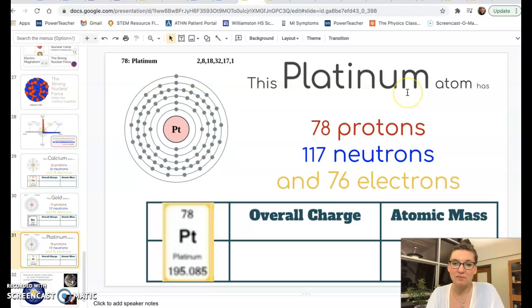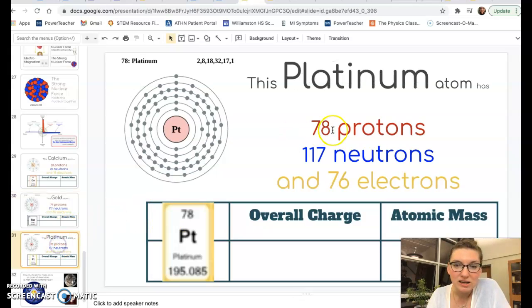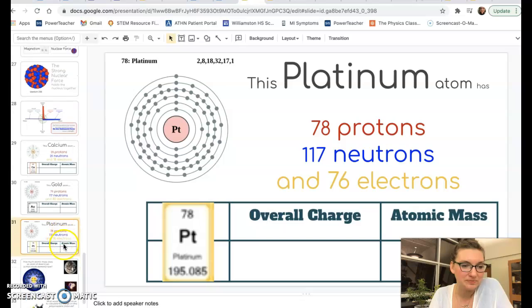So then this platinum atom has 78 protons. This is right next to gold. See, gold has 79 protons, so its atomic number is 79. Platinum has 78 protons, so its atomic number is 78. Same number of neutrons and 76 electrons. So if we have 78 protons minus 76 electrons, we're going to come up with a positive, like a +2 charge, and an atomic mass, which you can see right here, of 195 atomic mass units.